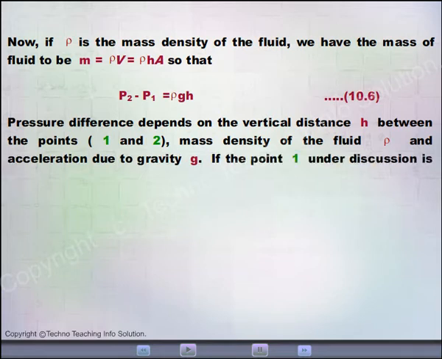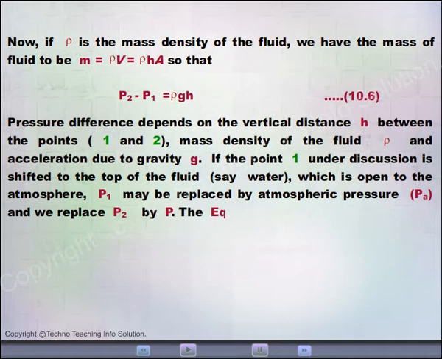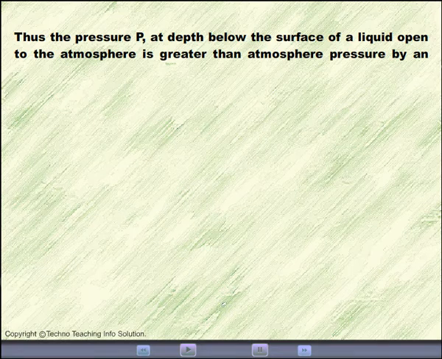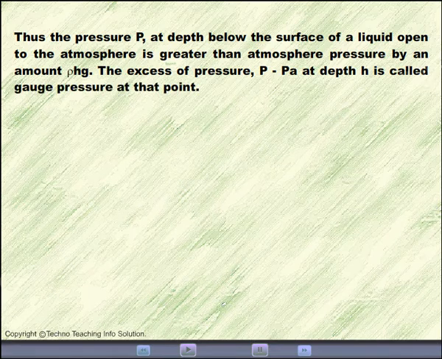If the point 1 under discussion is shifted to the top of the fluid, say water, which is open to the atmosphere, P1 may be replaced by atmospheric pressure PA and we replace P2 by P. Equation 10.6 gives P = PA + rho g h. Equation 10.7. Thus, the pressure P at depth h below the surface of a liquid open to the atmosphere is greater than atmospheric pressure by an amount rho g h. The excess of pressure P - PA at depth h is called the gauge pressure at that point.